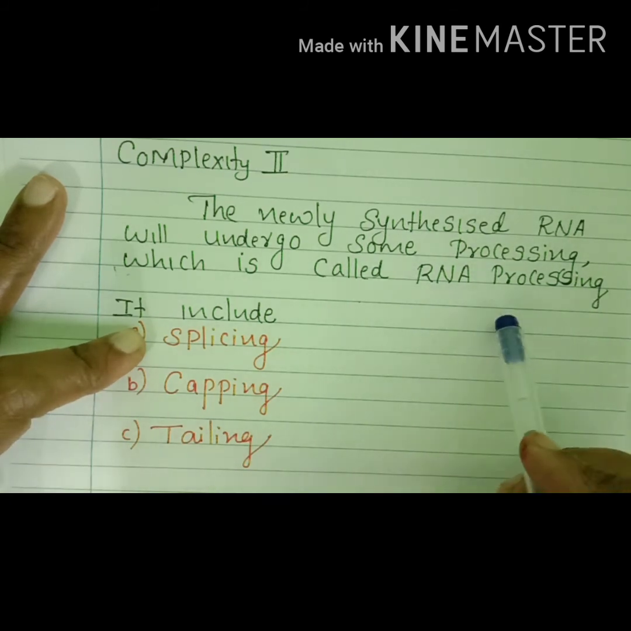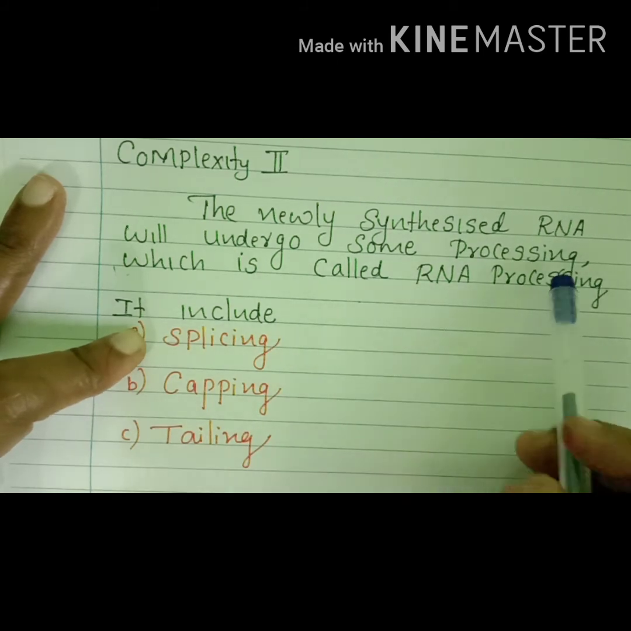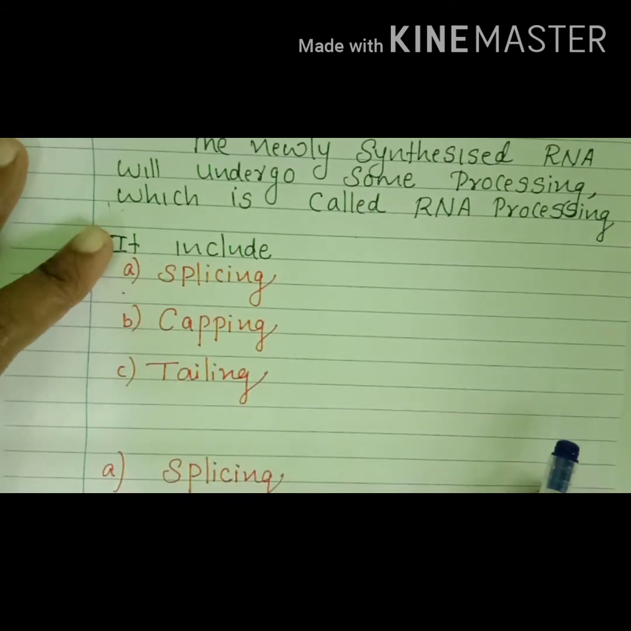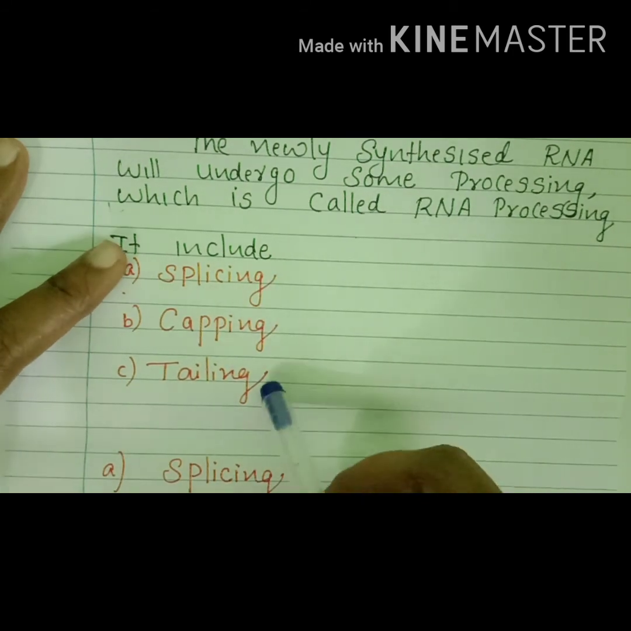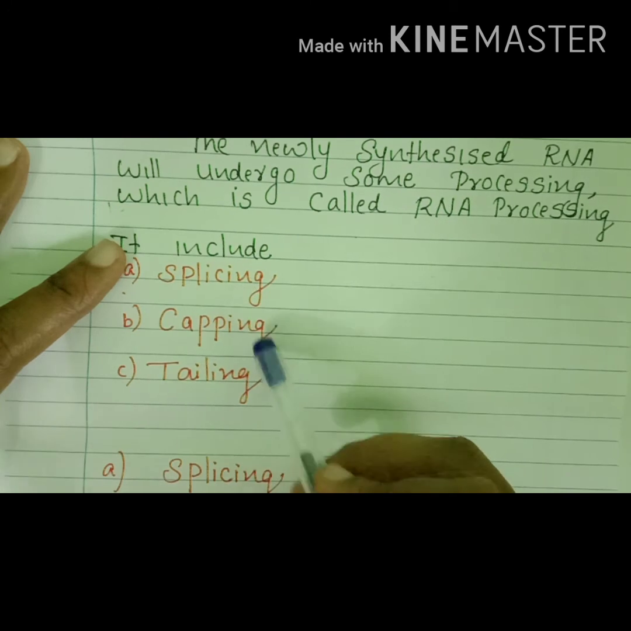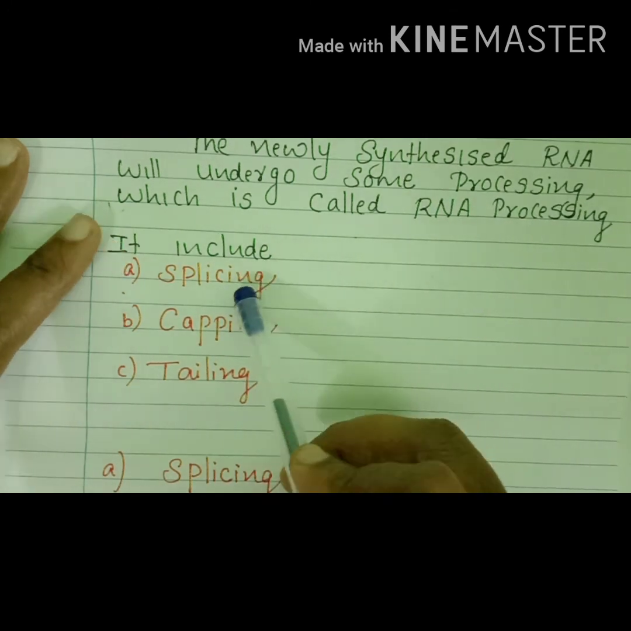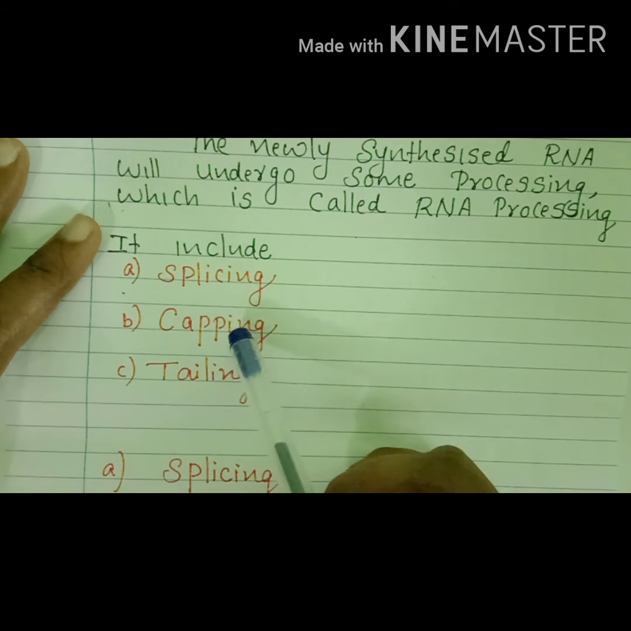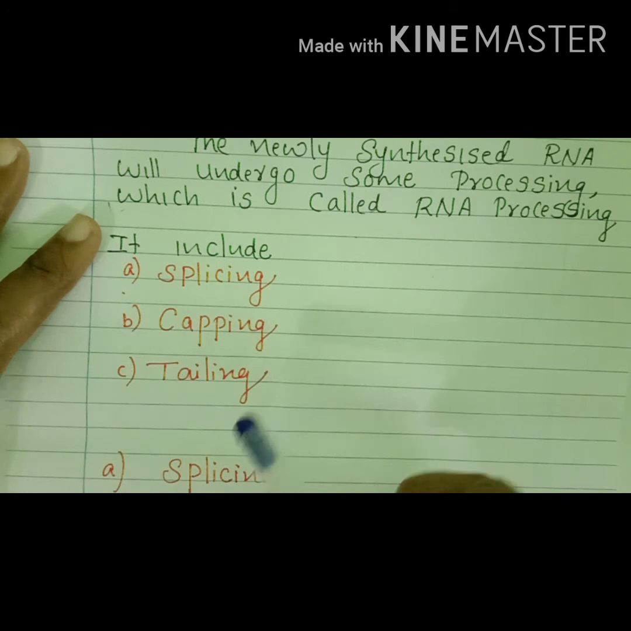post-transcriptional changes. Post means after. After transcription, the newly formed RNA will undergo certain changes. They are called RNA processing or post-transcriptional changes. They are splicing, capping and tailing. These post-transcriptional changes of RNA, or RNA processing, include splicing, capping, tailing. We can study about these three in detail.